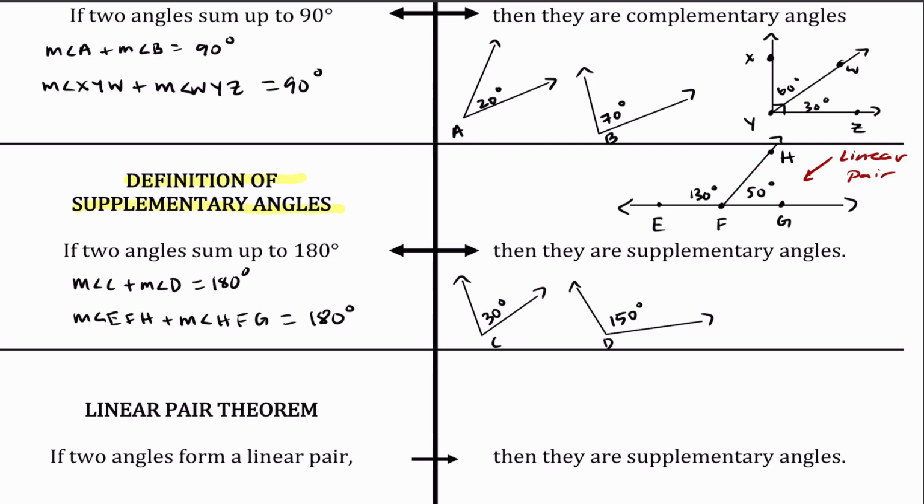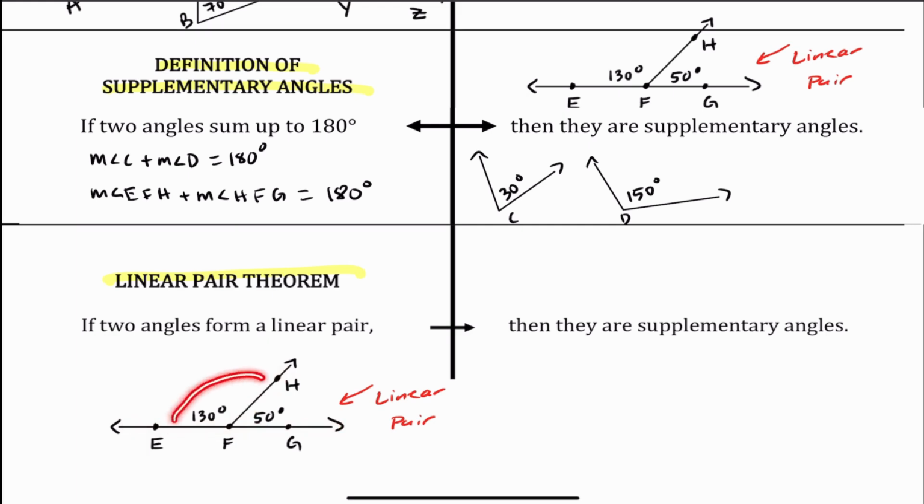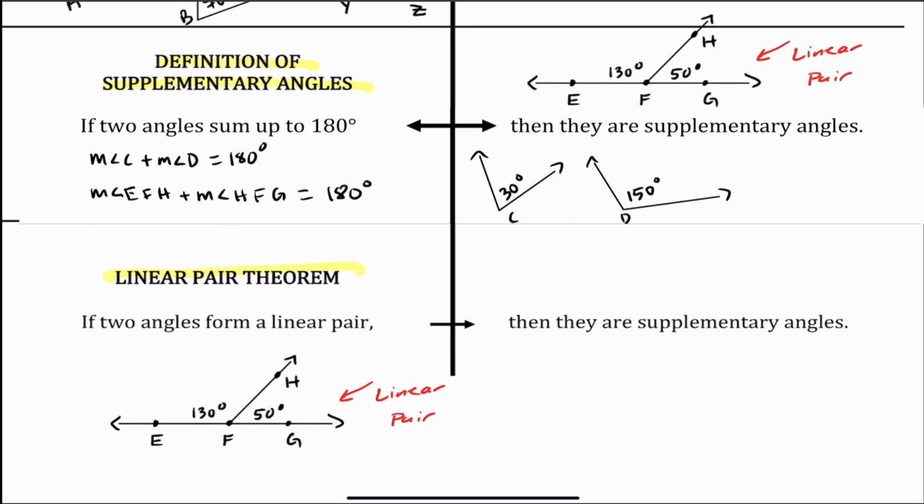Let's go ahead and move on to linear pair. Now, the linear pair theorem states that if two angles form a linear pair, then they are supplementary angles. Basically, it's this example over here. So these two angles form a straight line, therefore a linear pair, and those angles add up to 180 degrees. These two angles are supplementary angles. If two angles form a linear pair, then they are supplementary angles.